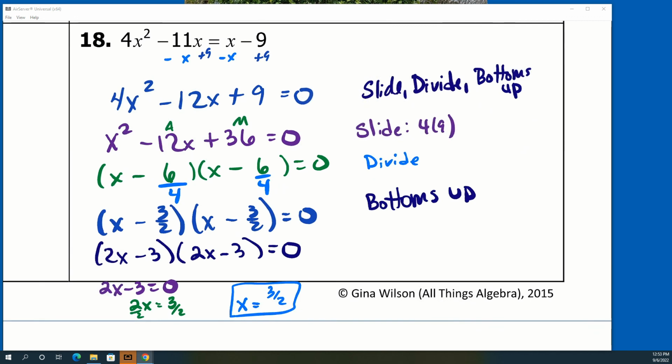Okay, so your assignment is to do the odds. And we're going to keep working on this tomorrow too.